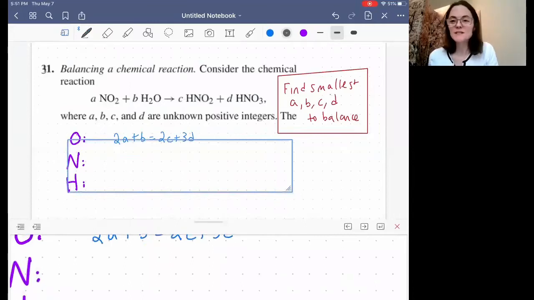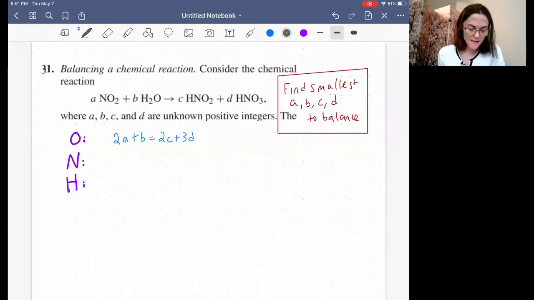This is 1.2, number 31, and this comes at us as a chemical reaction that we need to balance.